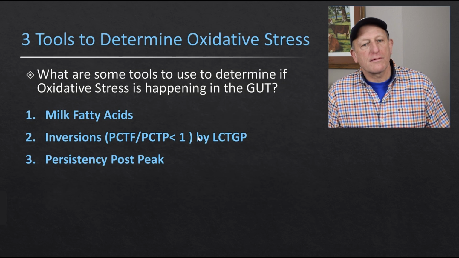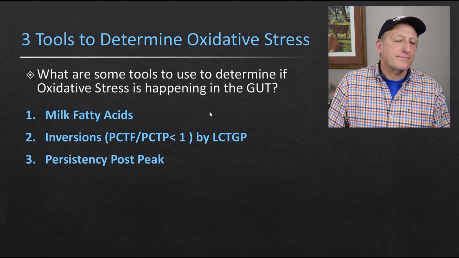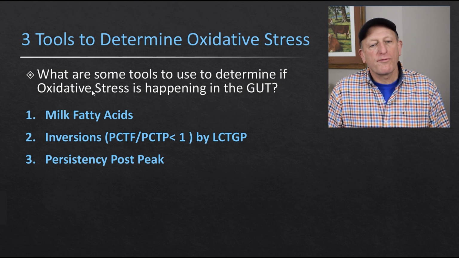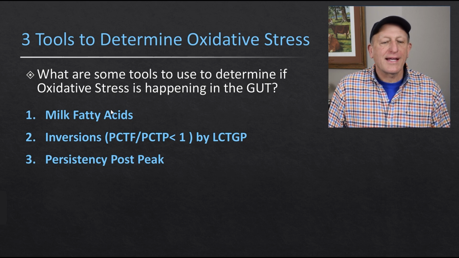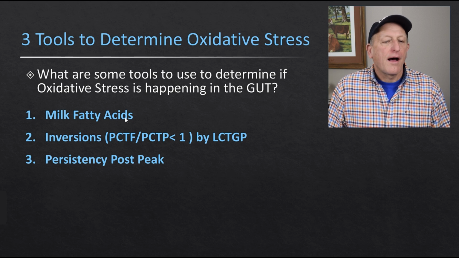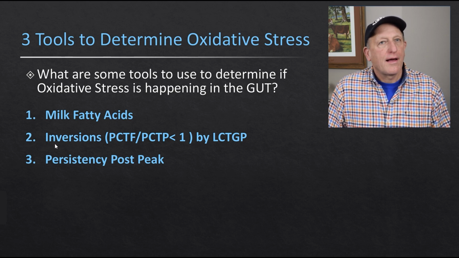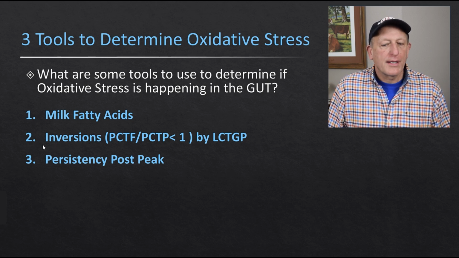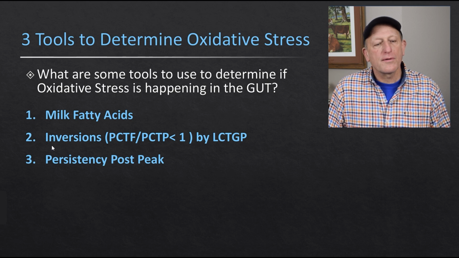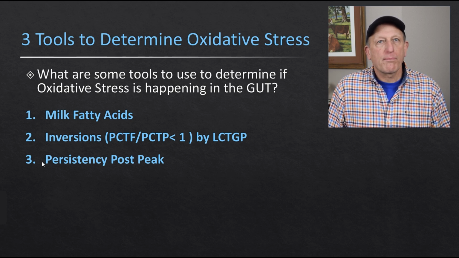So again, let's review. What are some tools to determine if you have oxidative stress happening in the gut on your farm? We can look at milk fatty acids, especially de novo fatty acids. The second one is looking at inversions. I think this is one of the most important ones, by lactation group and by looking at different days in milk. And then the third thing is looking at persistency post-peak.